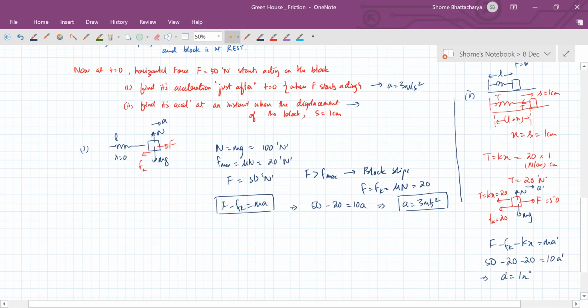A prime, this new acceleration, is changed to 1 meter per second square. Okay, so for this part I'm giving the answer with a different symbol, A prime, that is 1 meter per second square. So hope this is clear to all of you, and you've understood through this also how the spring comes into play. Yes, very good, Krish, that's correct. Yash, your answer is correct.